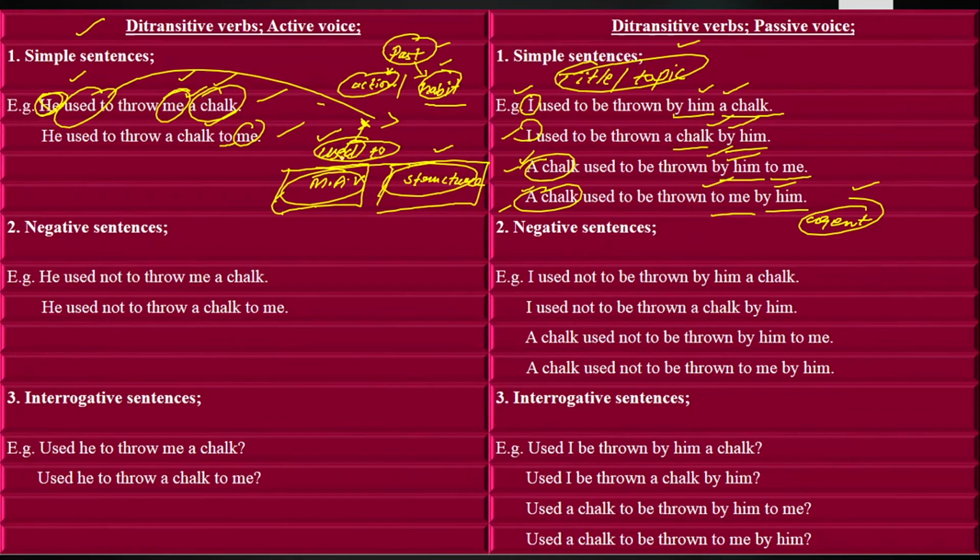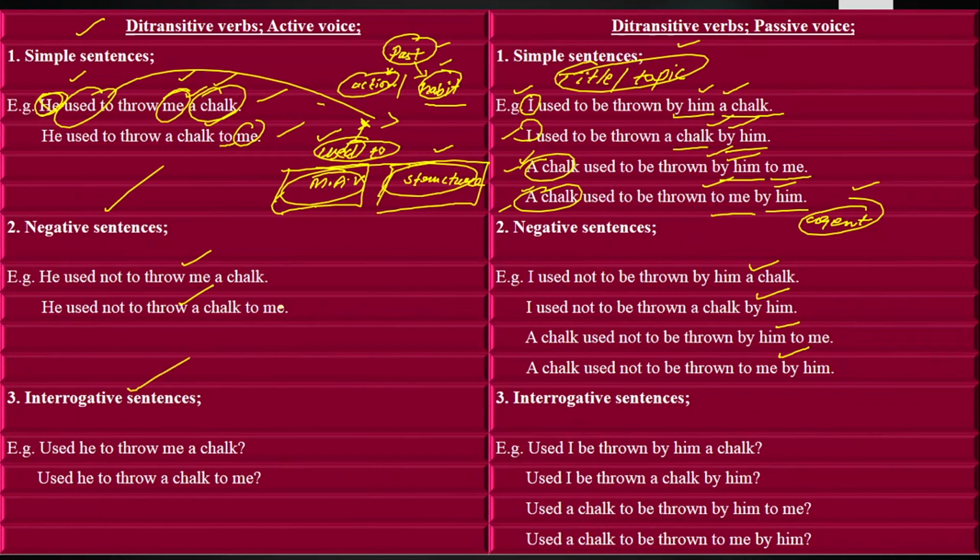And next we have got the negative sentences. Those sentences in which we deny the statement, reject the statement, refuse the statement are called negative sentences. He used not to throw me a chalk. He used not to throw a chalk to me. I used not to be thrown by him a chalk. I used not to be thrown a chalk by him. A chalk used not to be thrown by him to me. A chalk used not to be thrown to me by him.